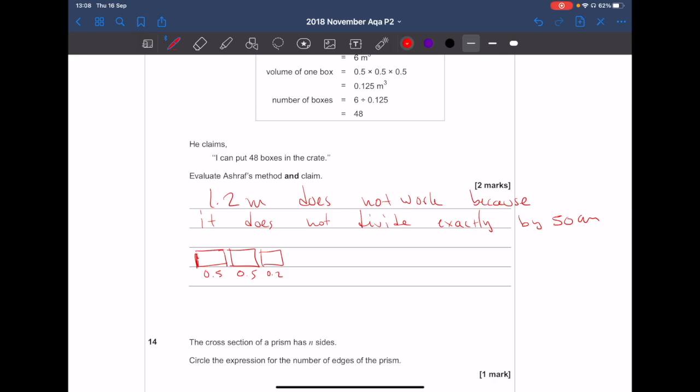And evaluate Ashraf's method and claim. So his claim should be he can only fit 40 boxes, not 48. Simply because, as I said, there's this gap here that he cannot put a box in. He's thinking of cutting the boxes in half and filling it in. He's gone with volume instead of physical boxes. That's the problem for this question.